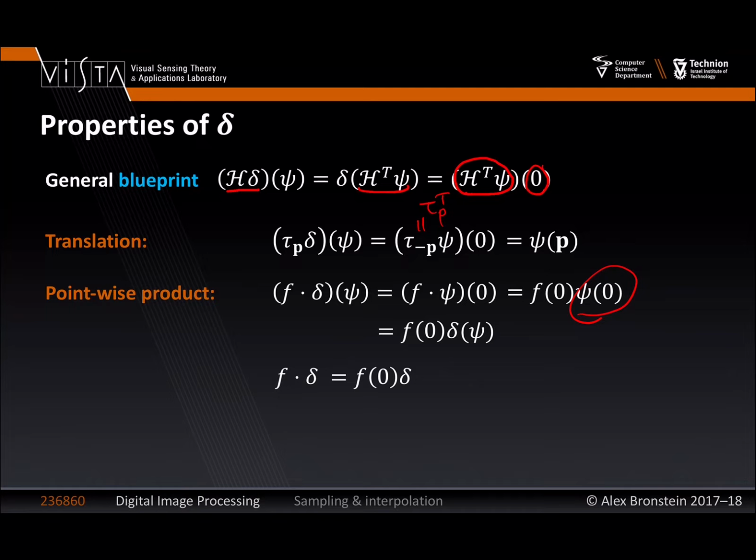So I can say that f inner product with delta is f0 scaling delta. So remember, delta is a linear function, all right? So scaling inside and scaling outside is the same. I can move the scaling from the argument to scaling of the function itself.